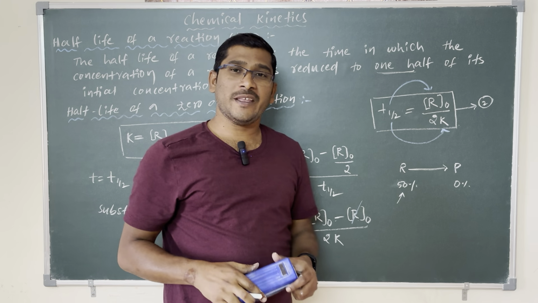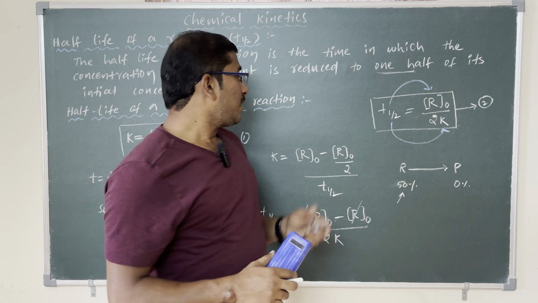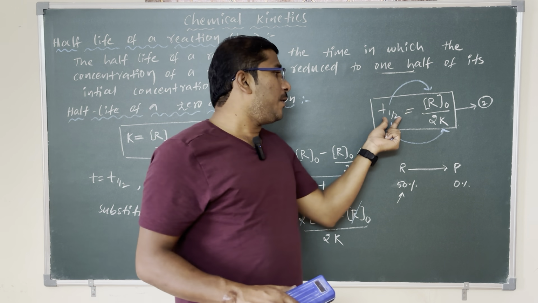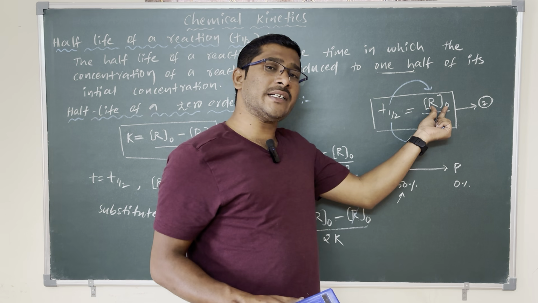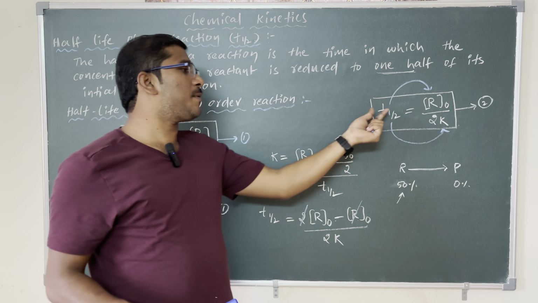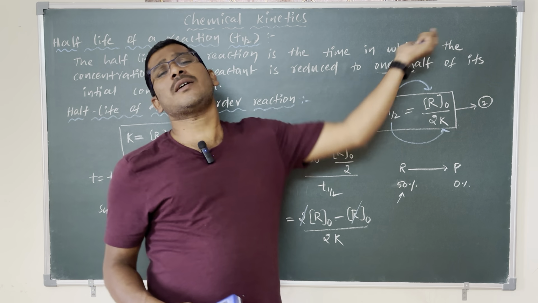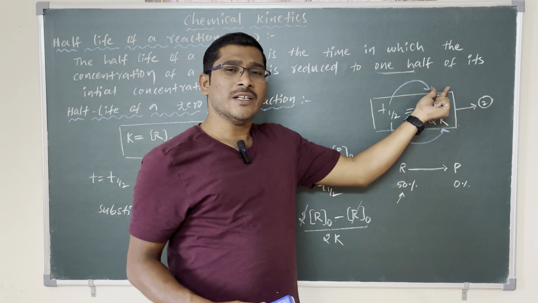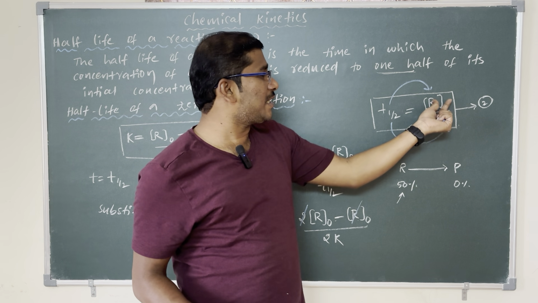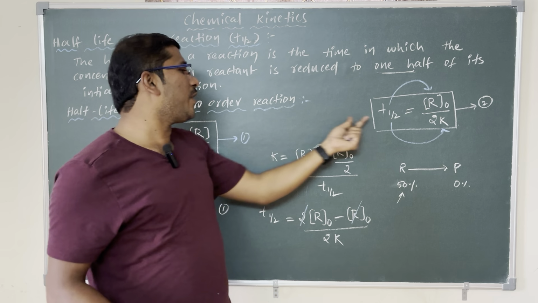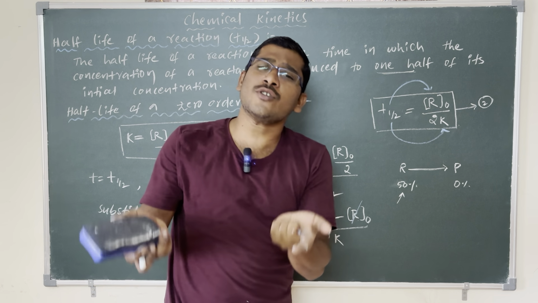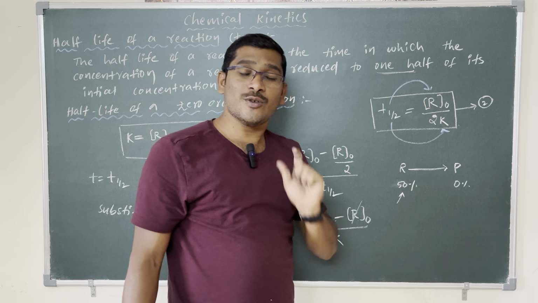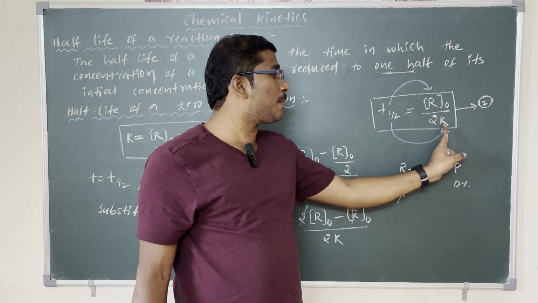They will ask, for example, in your board examination generally: the half-life of a zero order reaction is doubled when the initial concentration of reactant is doubled. What happens to the half-life of a zero order reaction? It is also doubled, because both are directly related to each other. Like that they will ask. And the half-life of a zero order reaction is inversely proportional to the rate constant.